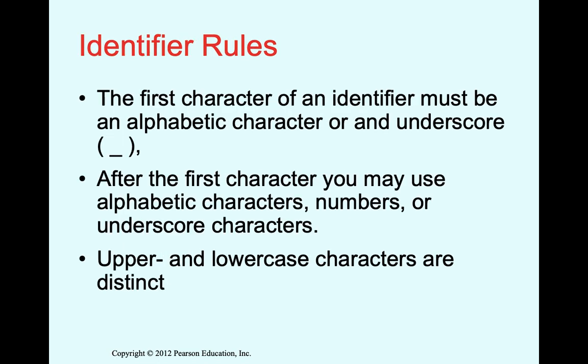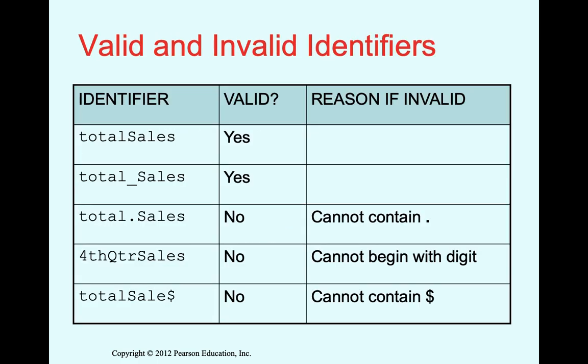The first character of the identifier must be an alphabetic character or underscore. So this is also a rule. You cannot start the name of the variable with a number. After the first character, you may use characters or numbers or underscore. And also, C++ is case sensitive, so if you choose a name capital A, it will be different than the name small a. So it differentiates between upper and lower cases.